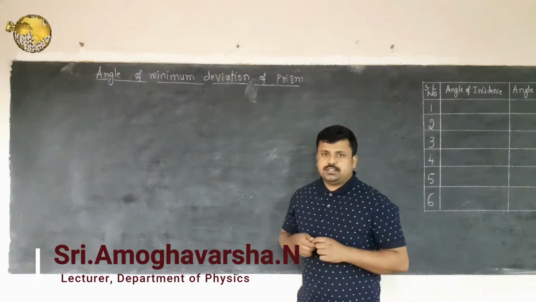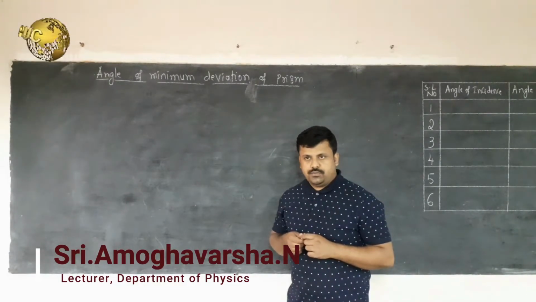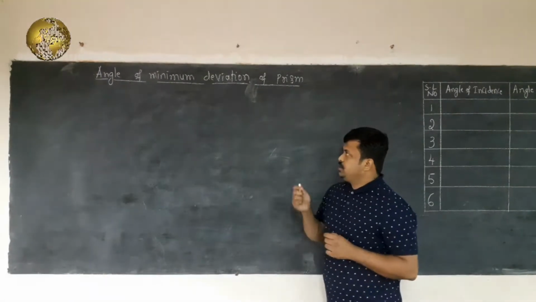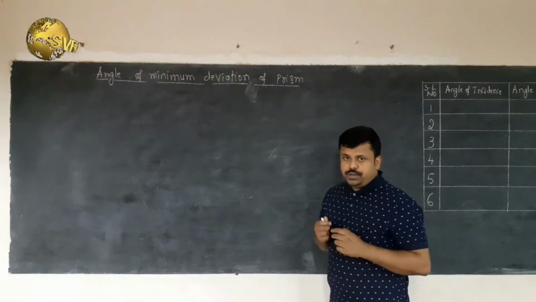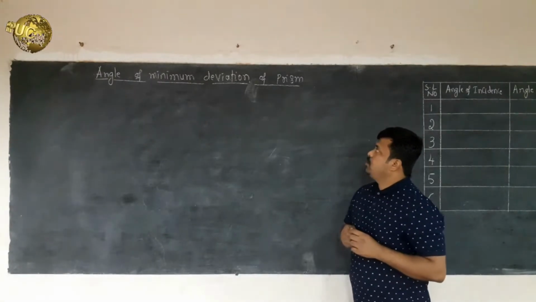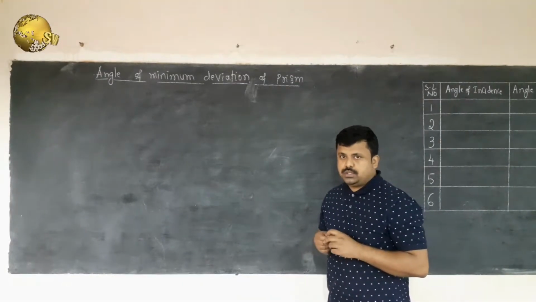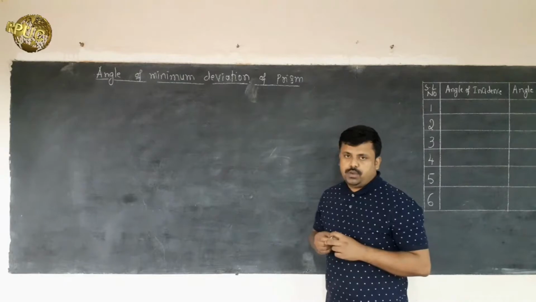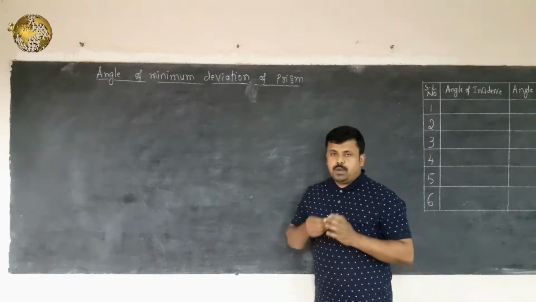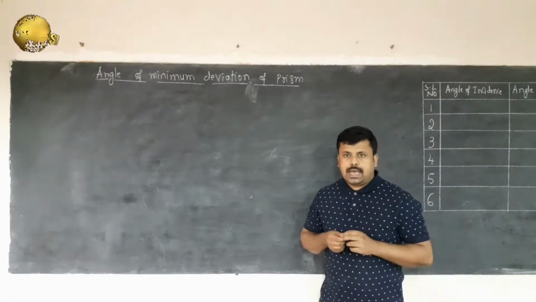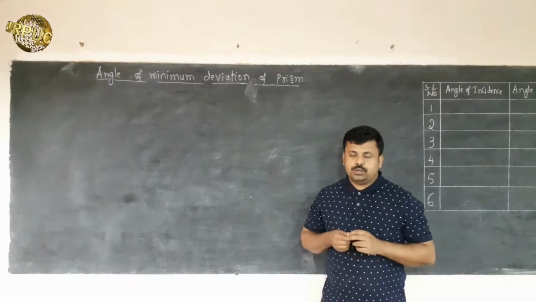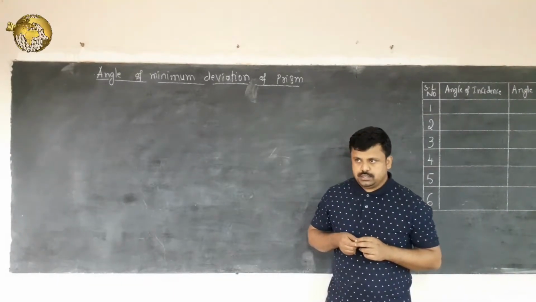Welcome to another session of second PUC practical physics. In this session we are going to discuss the angle of minimum deviation of a prism. Our aim is to find the angle of minimum deviation of a prism by plotting the graph of angle of deviation versus angle of incidence.